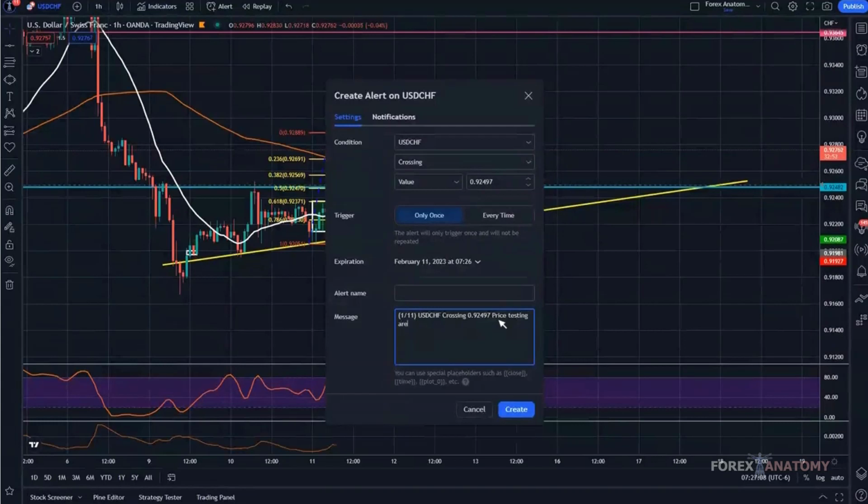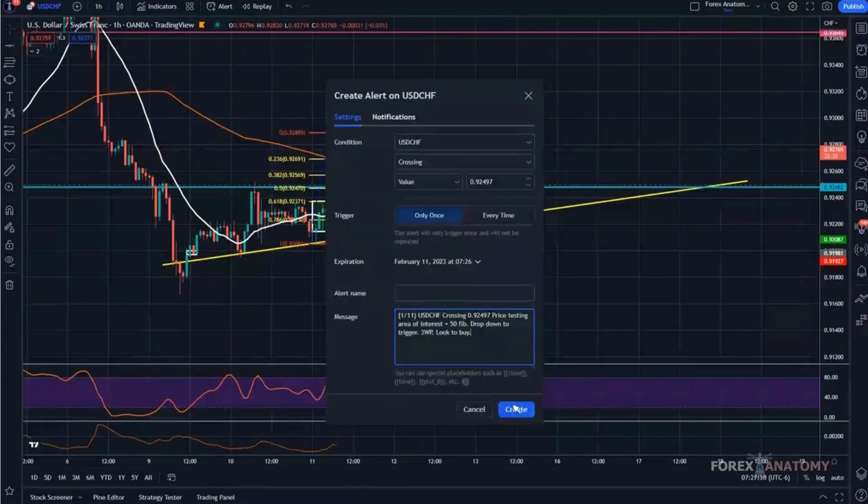Price testing area of interest, plus 50 fib, drop down to trigger, three-way pullback, look to buy.